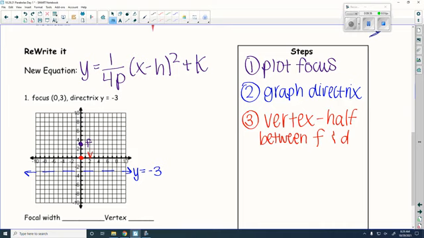All right, so steps 1, 2, and 3 are pretty fast. It seems like a lot, but it's just focus, directrix, and put the vertex in the middle. Then we are going to find p, 2p, and 4p and write them out. For 4p, you're just going to take p multiplied by 4.